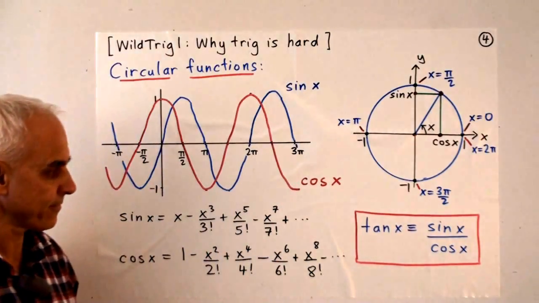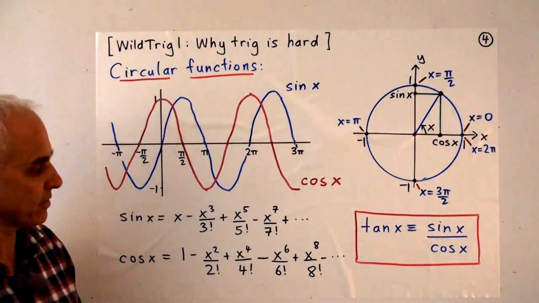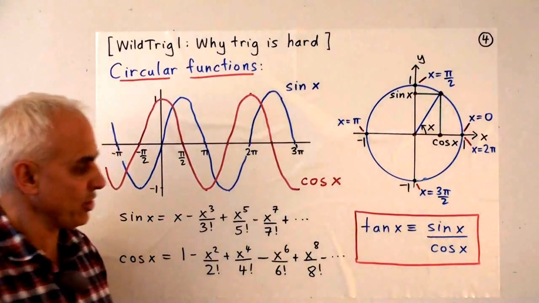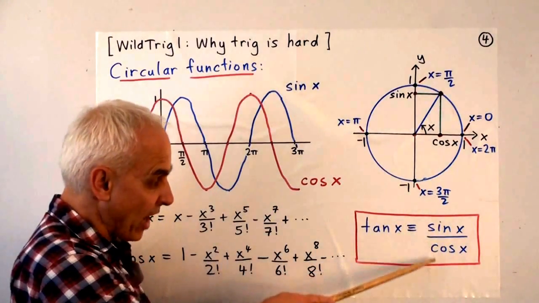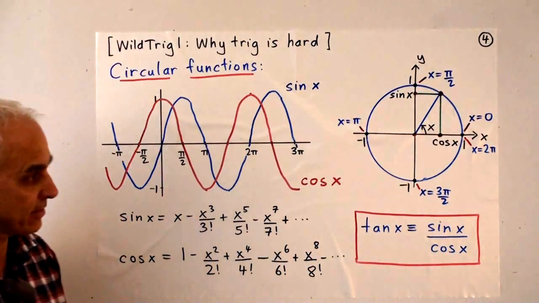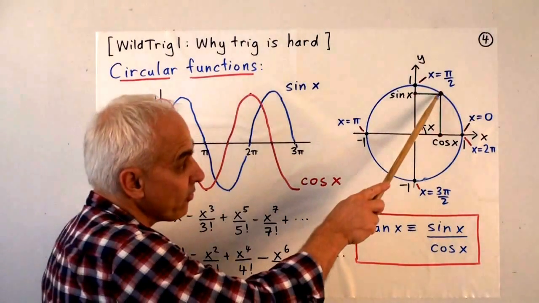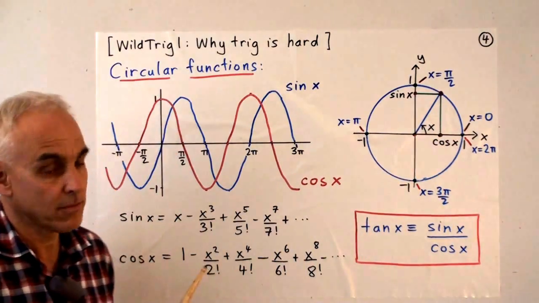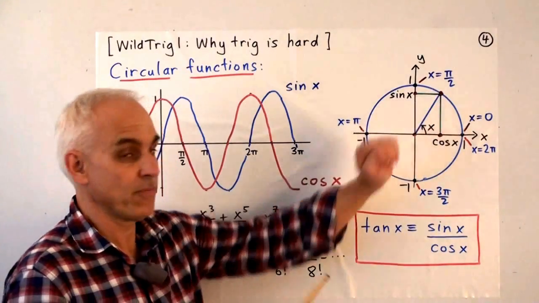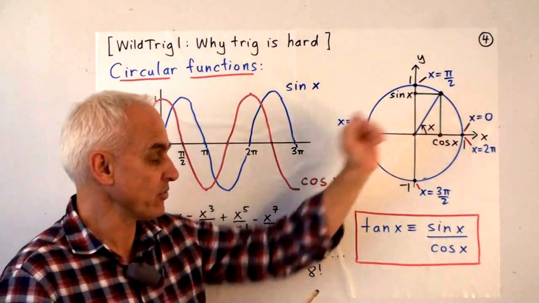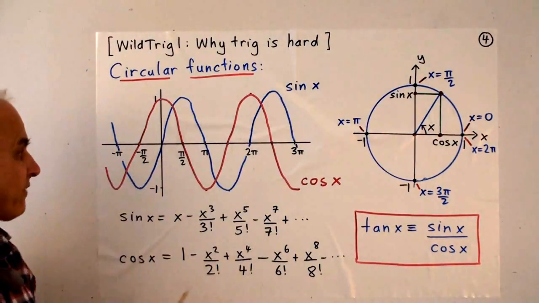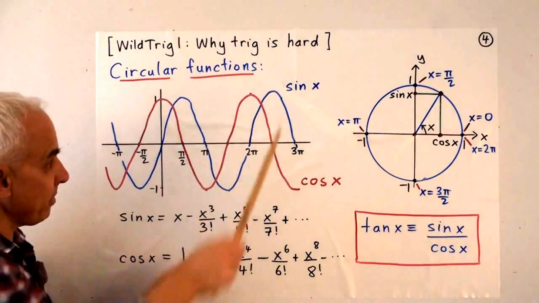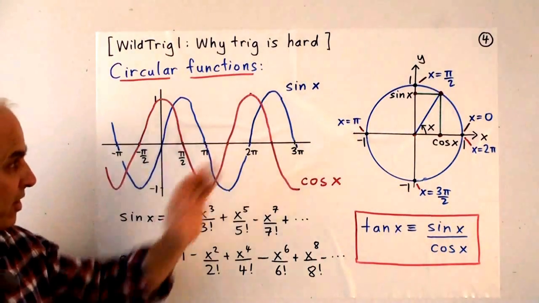There's one other important function, the tan function, which is the ratio of sine x over cosine x. And that corresponds to the ratio of this to this, which is pretty well the slope of that line. So that's another geometrical interpretation. And it has a graph too, which is a little bit more complicated because it goes off to infinity periodically.